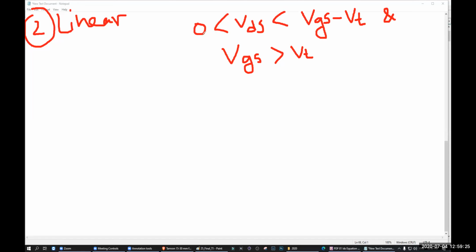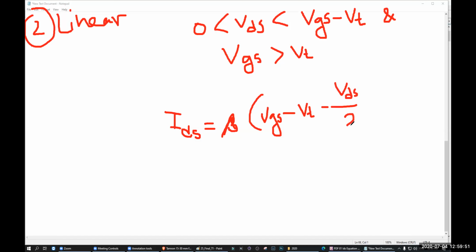This is and, not or. Remember, your VDS must be greater than 0 and smaller than VGS minus VT, and your VGS must be more than VT. That time your current equation will be IDS equals beta times VGS minus VT minus VDS by 2, into VDS. Okay, this is your linear formula.